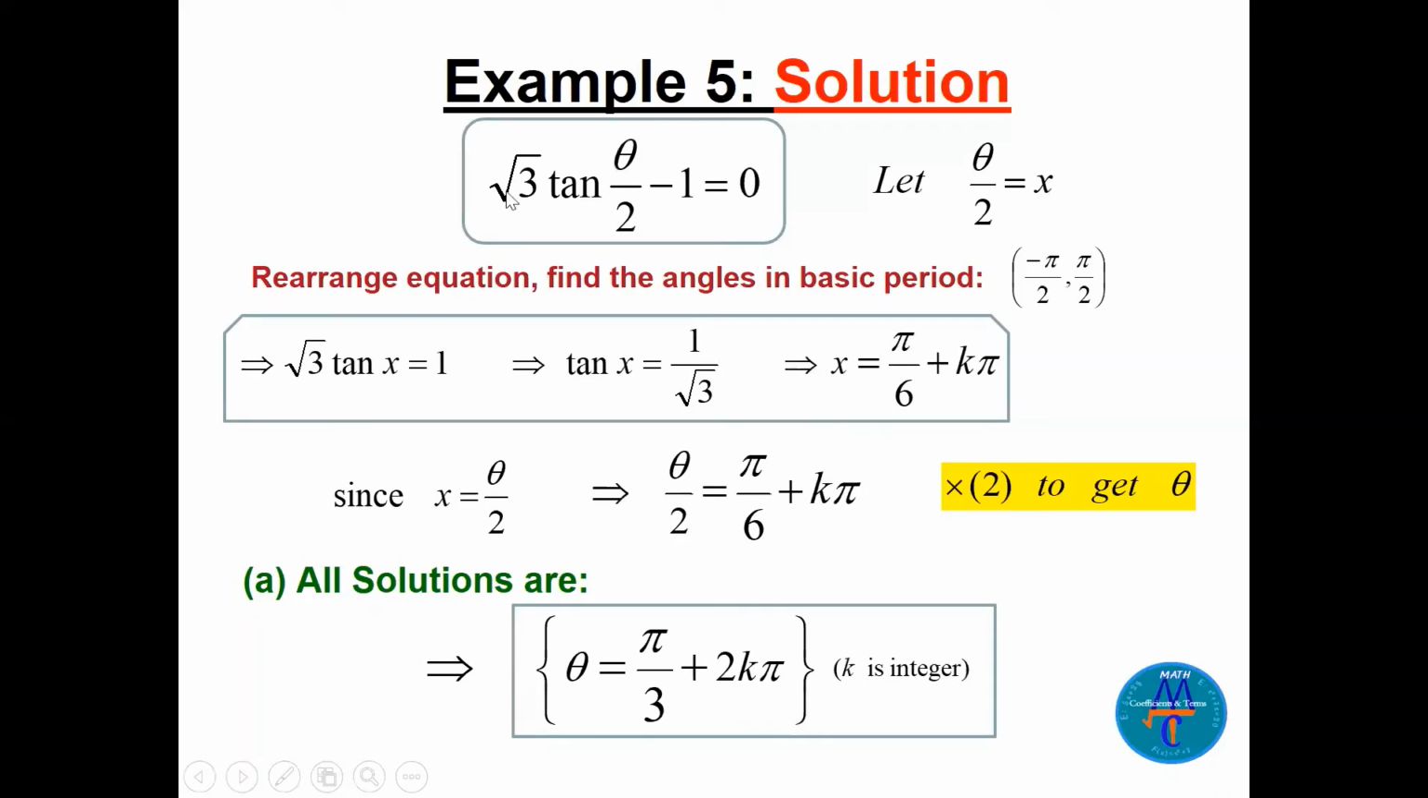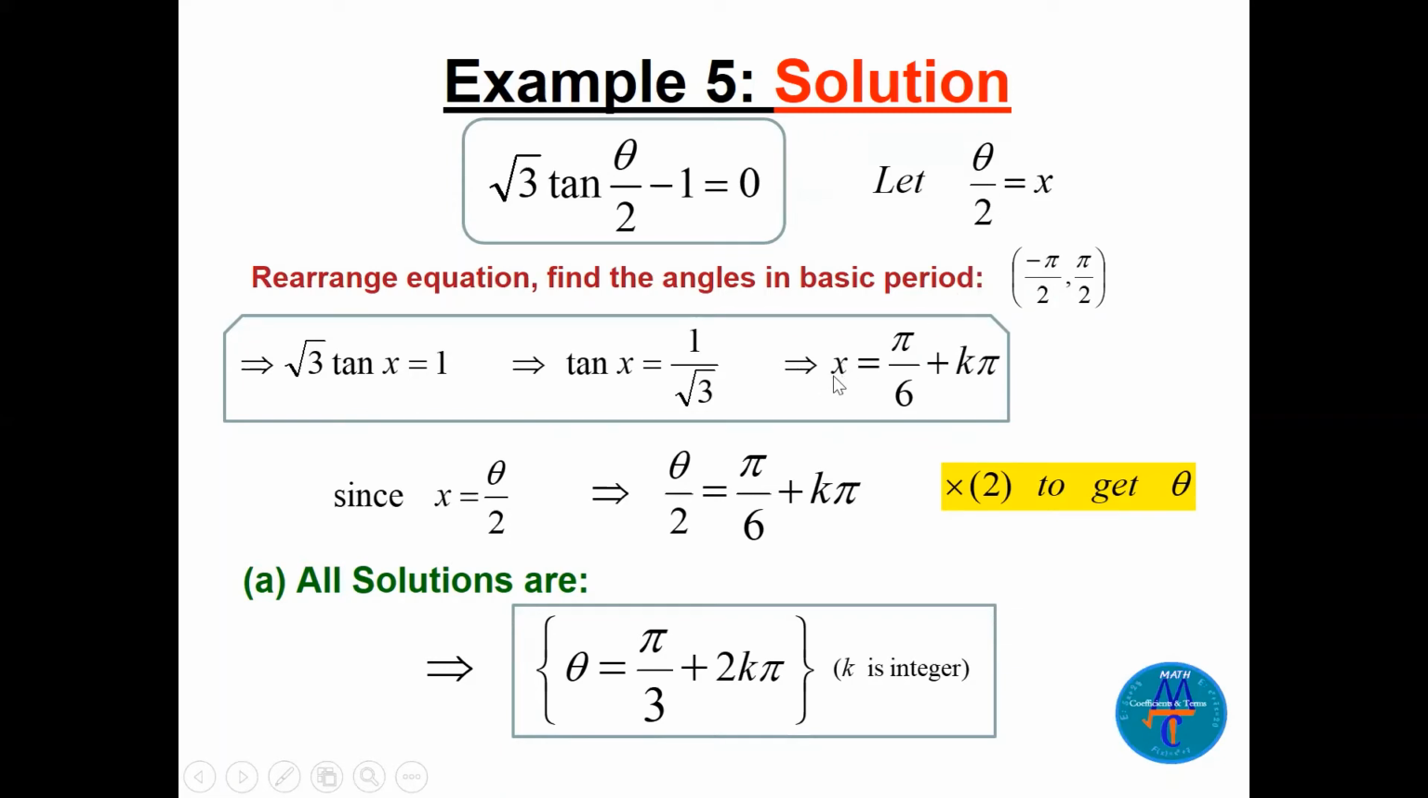Now let's rearrange the equation. This becomes square root of 3 tan of x equals 1. Take 1 on the other side. So tan of x will be 1 over square root of 3. Now remember, we have to find all the angles in this basic period between minus pi over 2 and pi over 2. So x will be pi over 6, which is 30 degrees, plus k pi, because the period of the tan is pi. So this is x, remember. But in the question, we have theta. Every x is theta over 2.